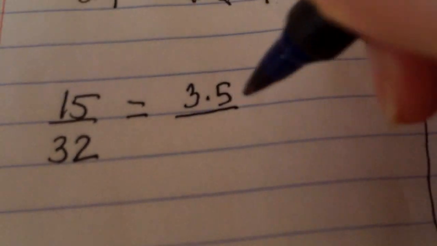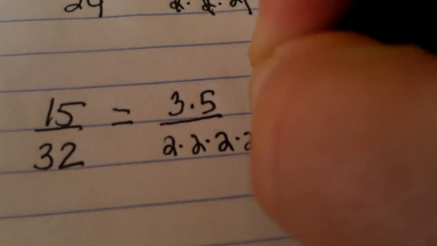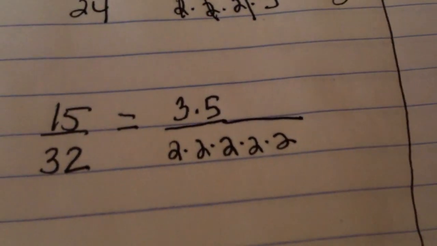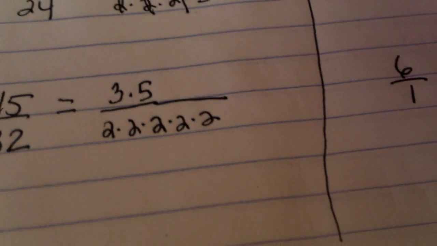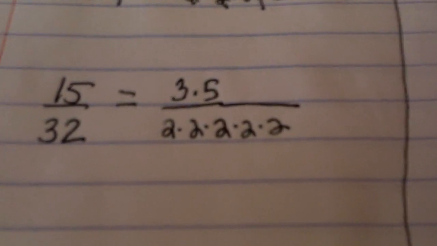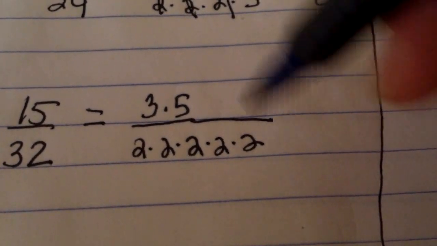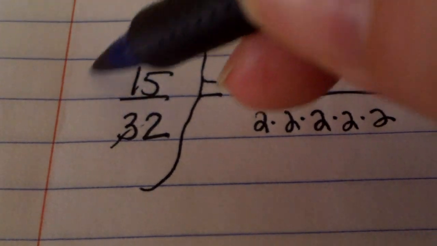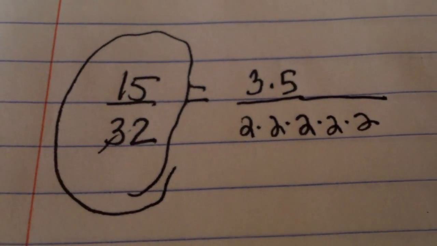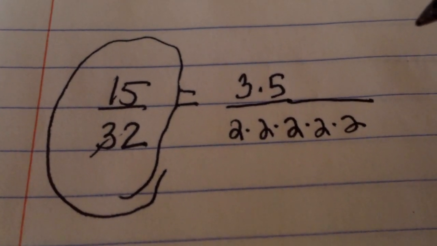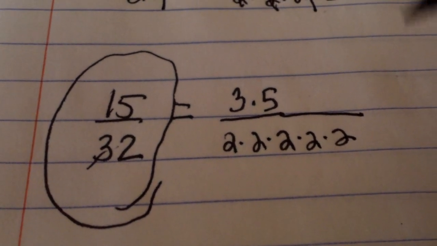Let's take a look at another example. 15 is really 3 times 5. 32, I believe that's a whole bunch of 2's being multiplied together. And again, this is one of the nice advantages to having this. You see that there is nothing in common. Nothing can get divided out. So that is it. That's already in lowest terms.